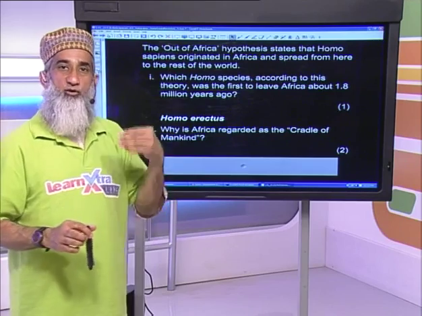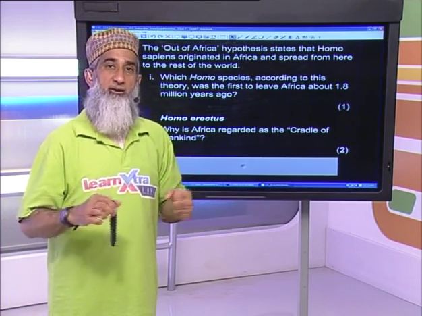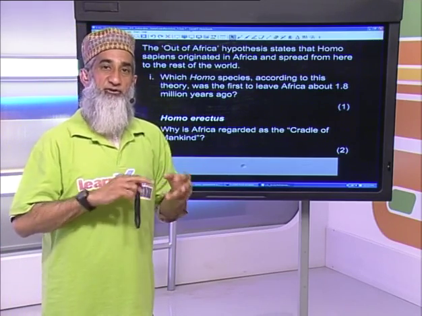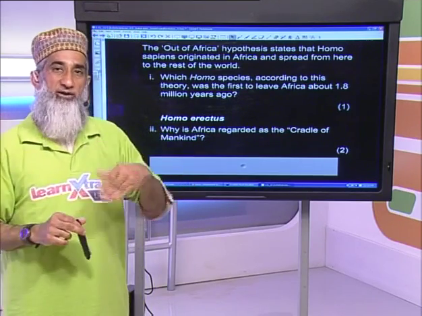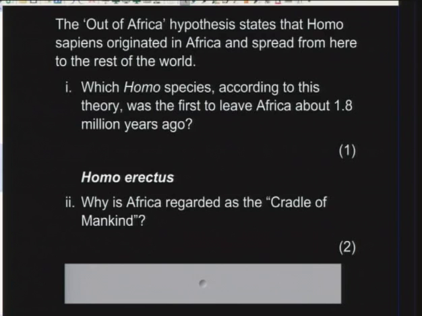It is said that Homo erectus was the first to leave because of bipedalism, and because of its bigger size, it was easier for it to traverse from one area to the other areas.